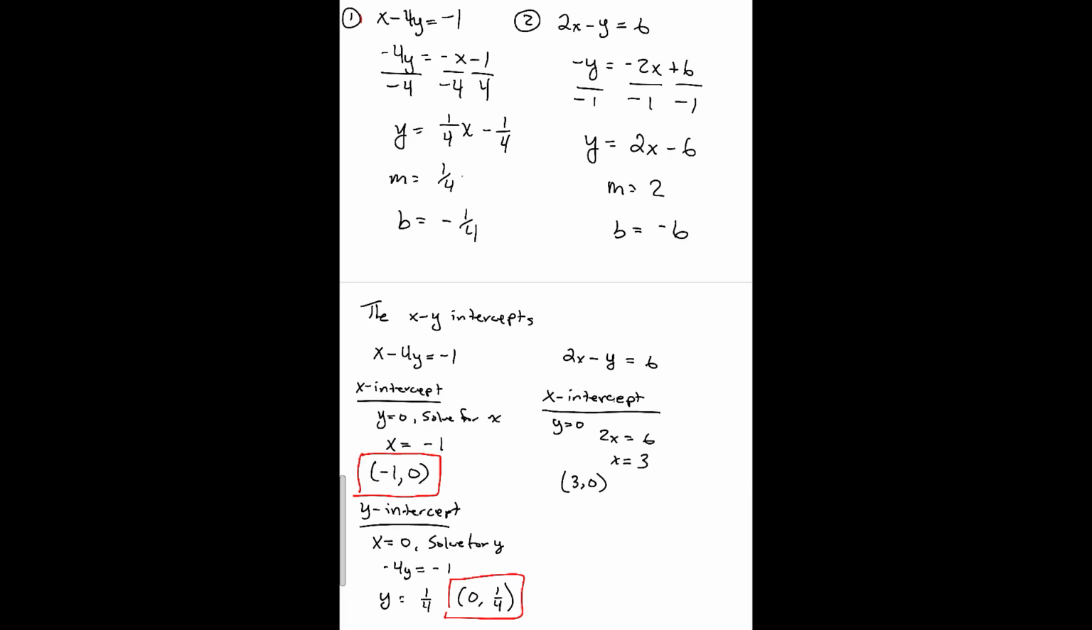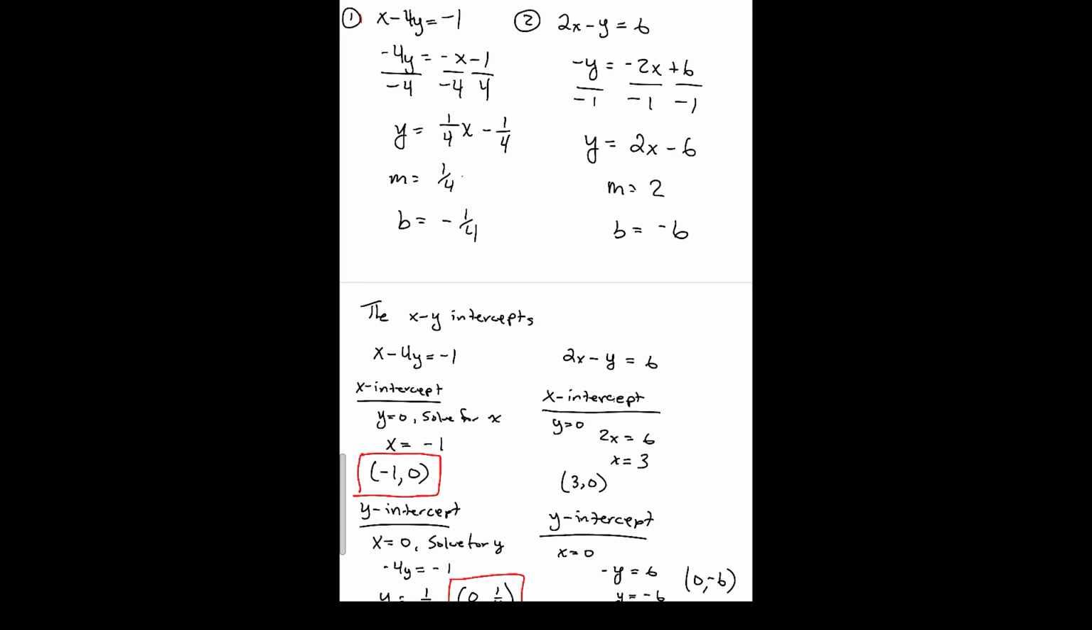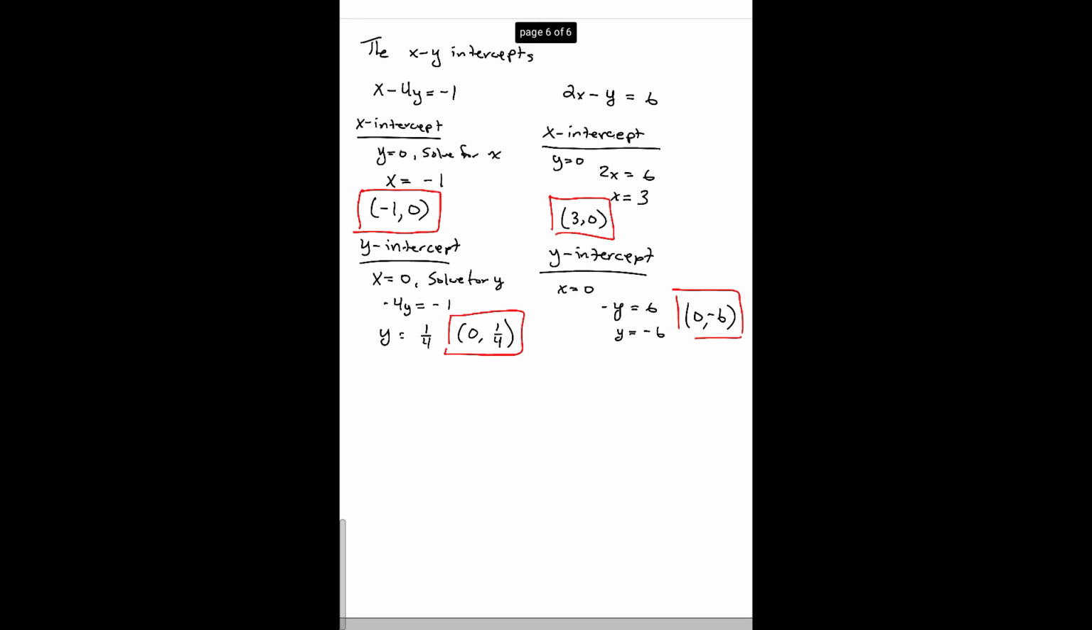And then for the same equation, we find the y-intercept. For the y-intercept, if our x value is 0, then we have negative y is equal to 6, indicating that our y value is negative 6. So we have an ordered pair of 0, negative 6. Alright, so let's go ahead and graph these. Let me put a picture in there for you.